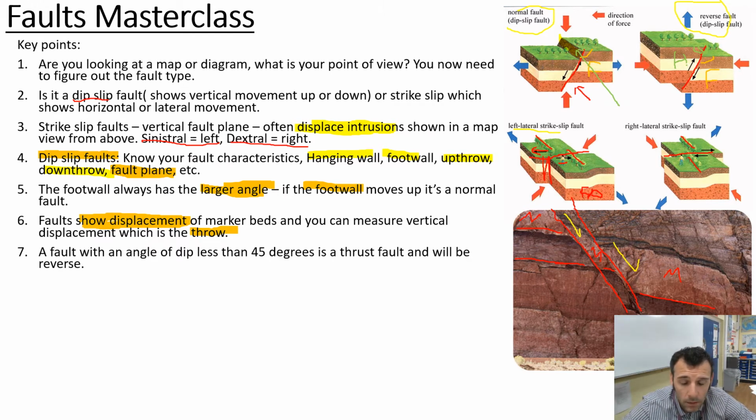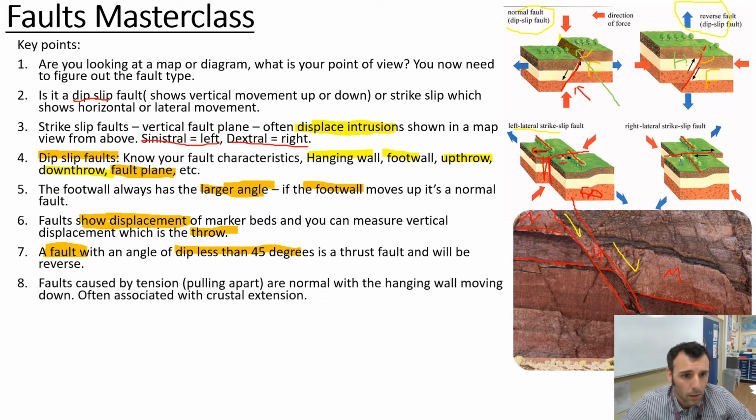Next, this is an easy one to identify really. If the fault has an angle of dip less than 45 degrees, so that's the fault plane. If we go back to this and we take our protractor and hold it to the horizontal, basically upside down, you can see that the fault plane there is about 65 degrees. That's clearly not less than 45 degrees, so it's definitely not a thrust fault.